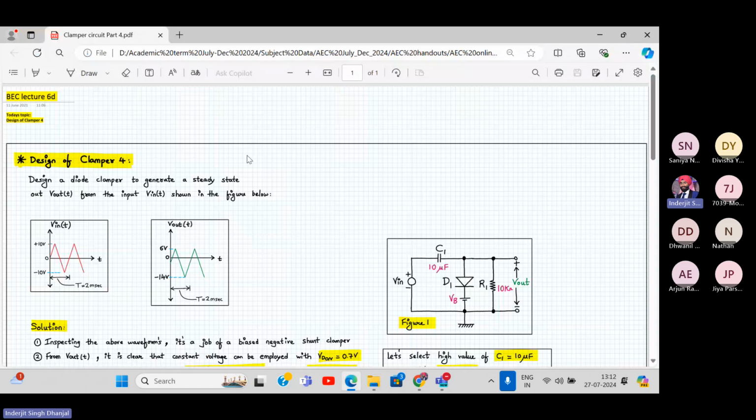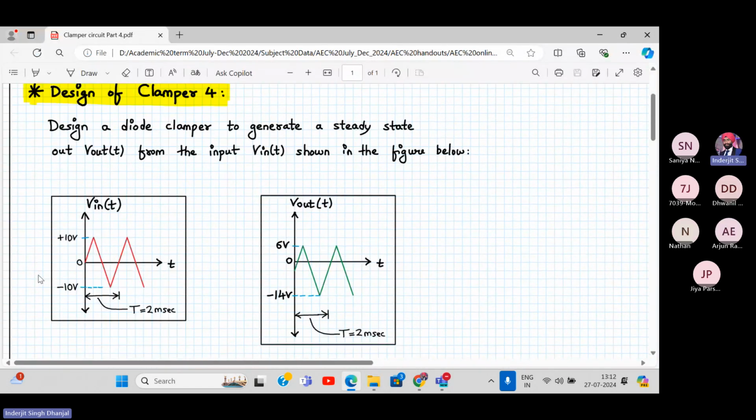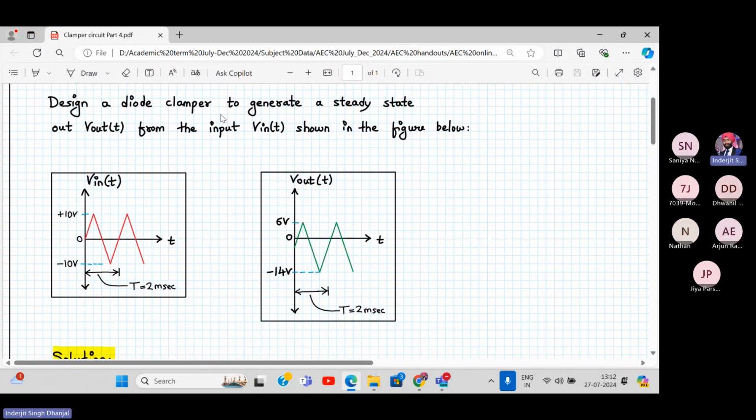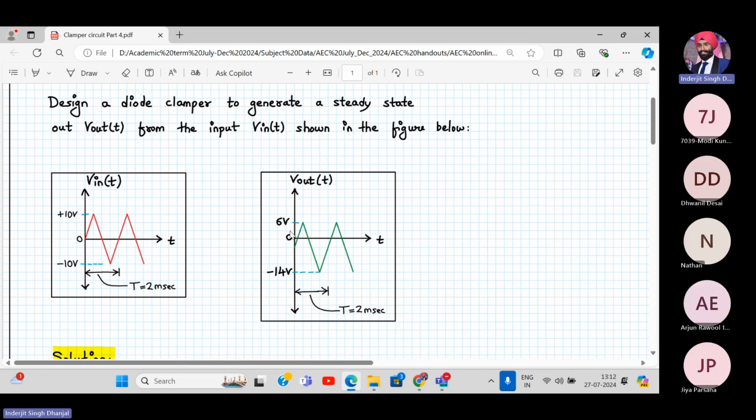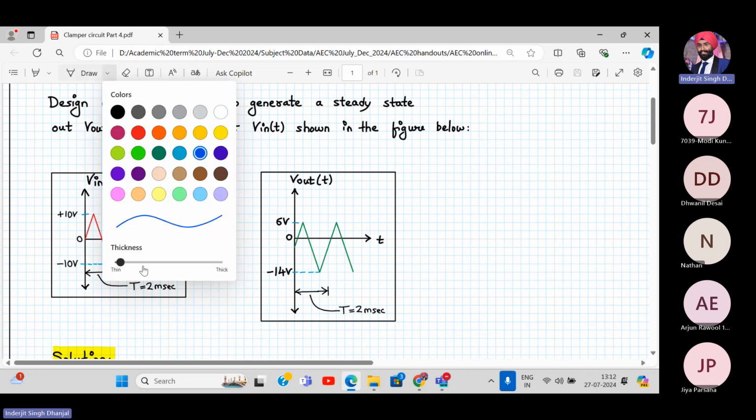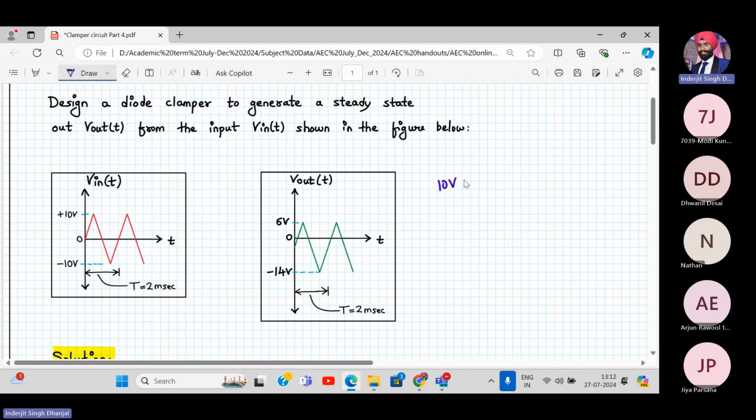Let's come to the last circuit. So clamper number 4: we have to design a diode clamper to generate the steady state waveform output from the input. Here it is shifting down, but the level is slightly different. It's not 0.7. So we have to connect a battery, just remember. How much is the clamping level? It's going from 10 volt to 6 volt in the positive half cycle, and minus 10 to minus 14. So how much is the level it is shifting? Down by 4 volt. Yes or no?